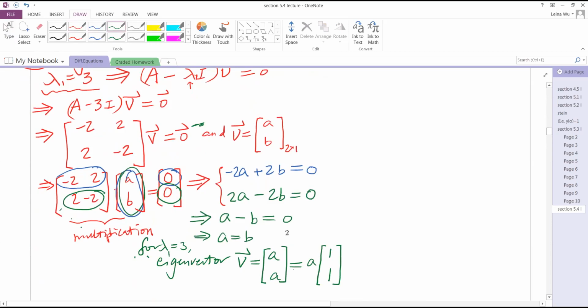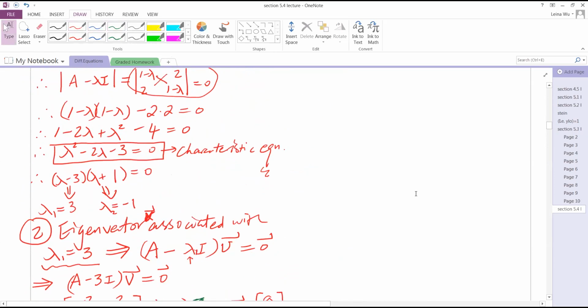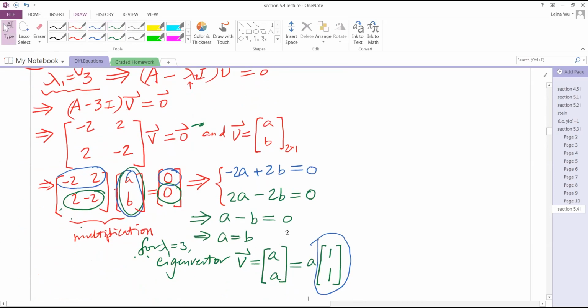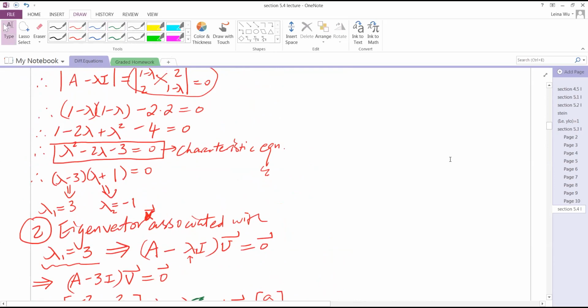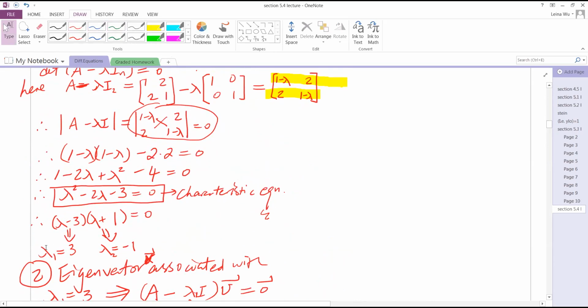So these eigenvectors, they are all the scalar multiple of the vector 1, 1. So I can just take out the vector 1, 1 for the general representation of the eigenvector for lambda equal 3. Okay, does this ring a bell? To what you learned in linear algebra, right? It took a minute to come back, but remember this process, the same process.